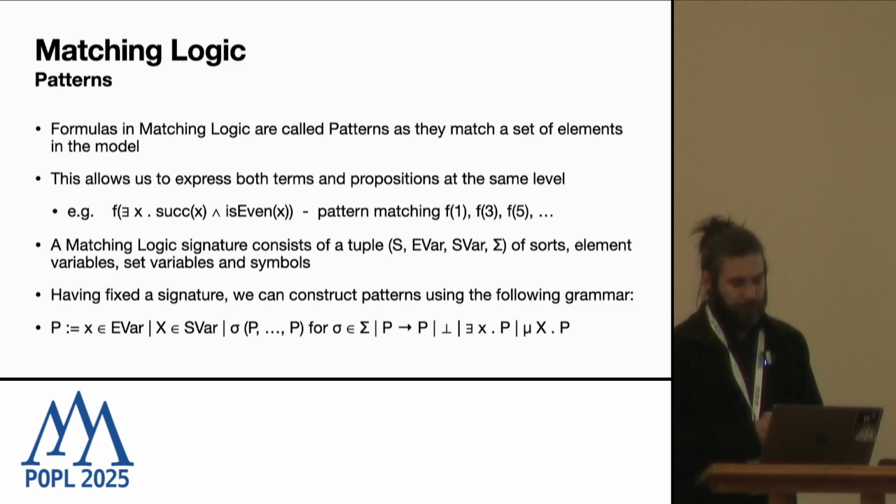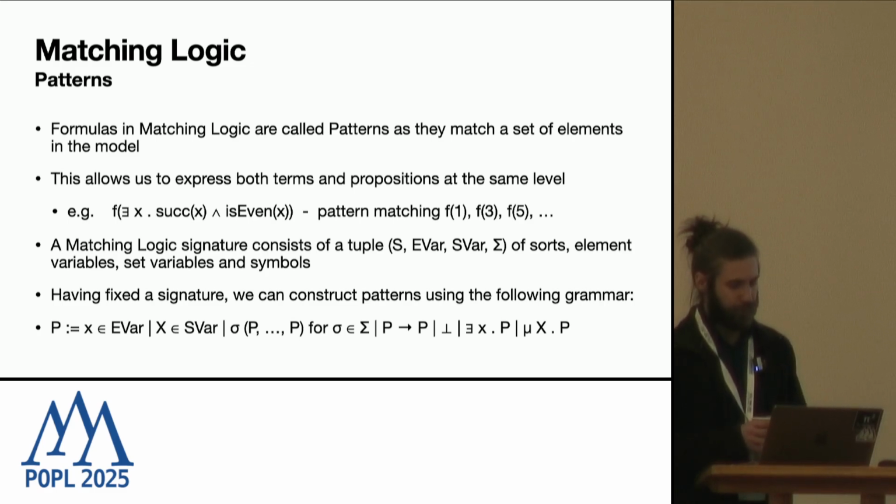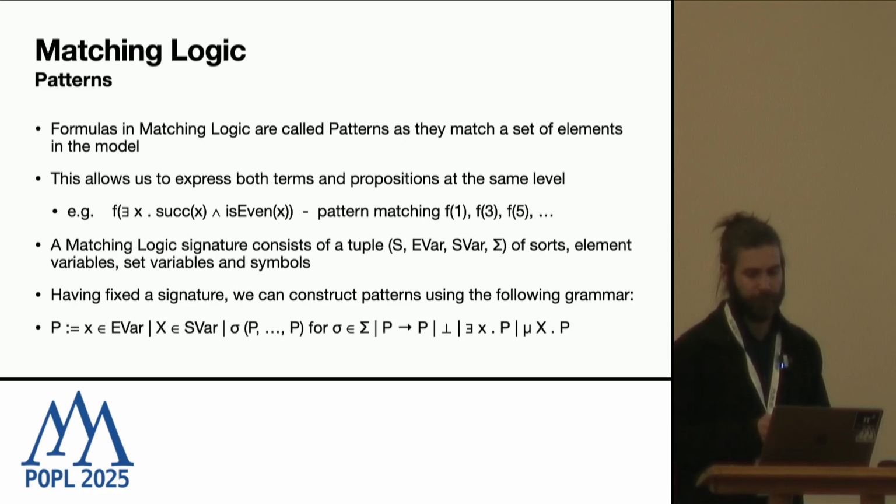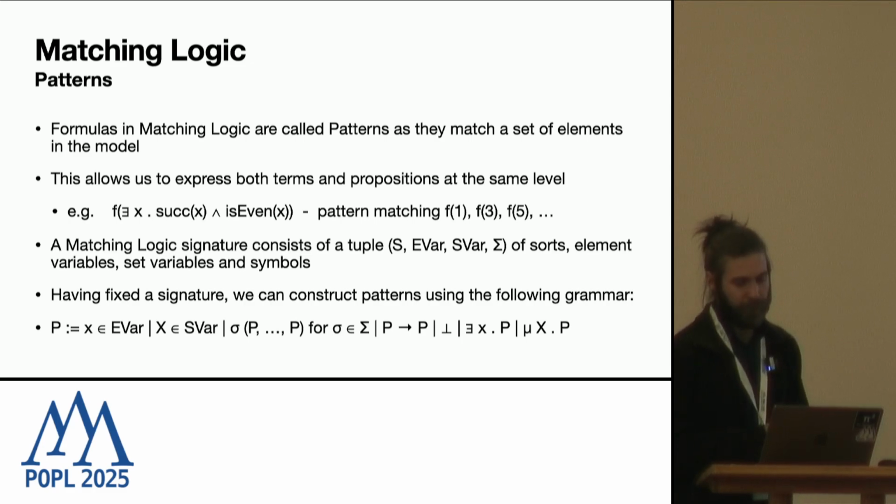A signature of matching logic theory consists of a tuple S, evar, svar, and sigma, which is made up of sorts, element variables, set variables, and symbols. This is all we need to construct patterns. And once we fix this signature, we have the following grammar, which allows us to build patterns, which is on purpose chosen to be as minimal as possible.